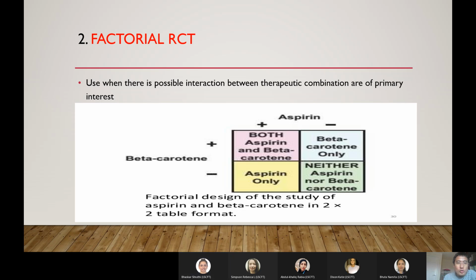And there's something called factorial RCT. In factorial RCT, you can see from the picture that the groups can be divided into 4 different ways. In MCQs, always keep in mind, if they ask what type of RCT it is and it can have a 2 by 2 table, the answer is factorial RCT.